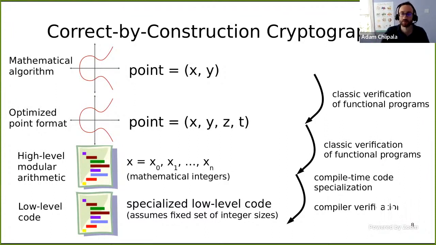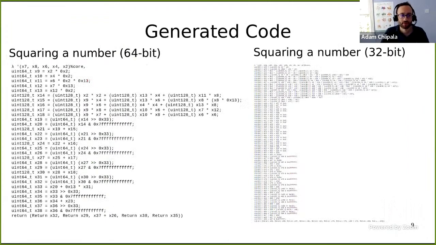So all these little curved arrows have Coq proofs and they all compose together. Here are two examples of the outputs of this system. Start from the same algorithm and ask it to produce code for a 64-bit machine on the left or a 32-bit machine on the right. These are both just squaring a number.